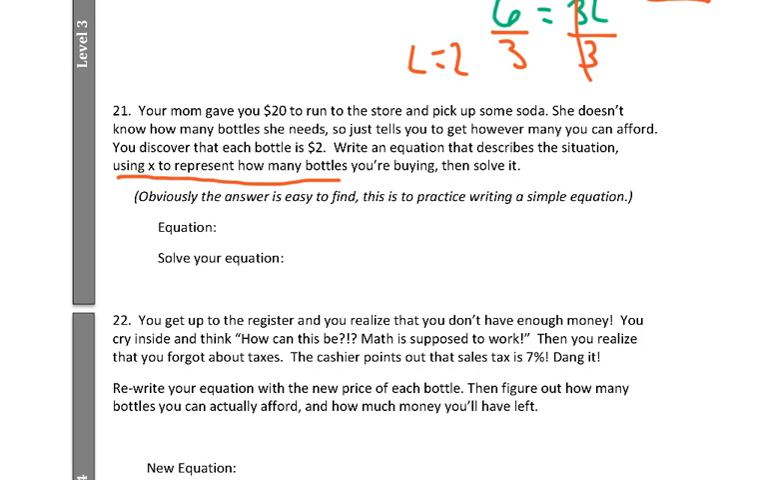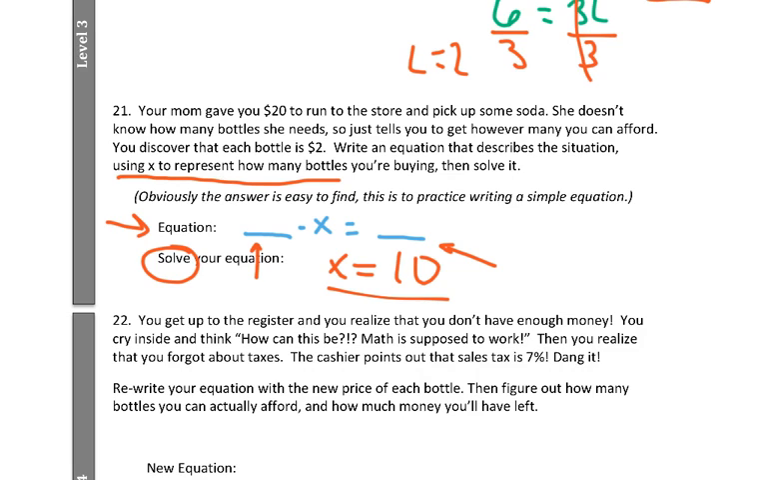It tells us to use X to represent how many bottles you're buying. So we know that the answer is X equals 10. The trick is to write an equation that will get us that answer. Okay? So that's your hint. You're going to write out some equation. Here's your other hint: you're going to have some number times X equal to some other number. And your job is to read through that question and see what numbers you can put in here, and then to actually solve your equation. Make sure you're getting the right answer.